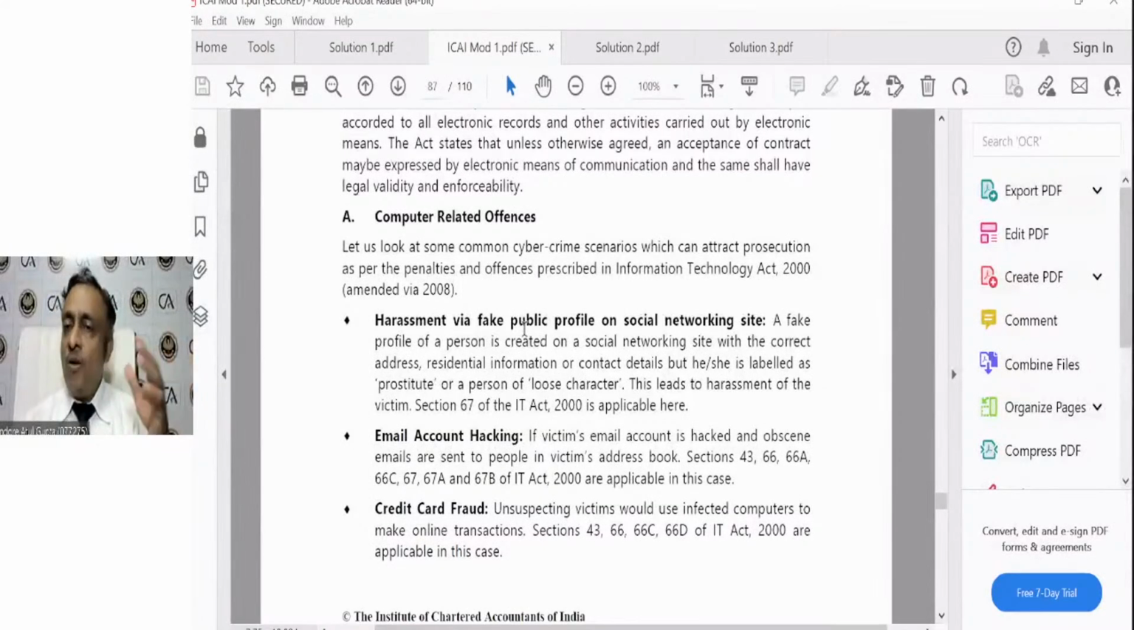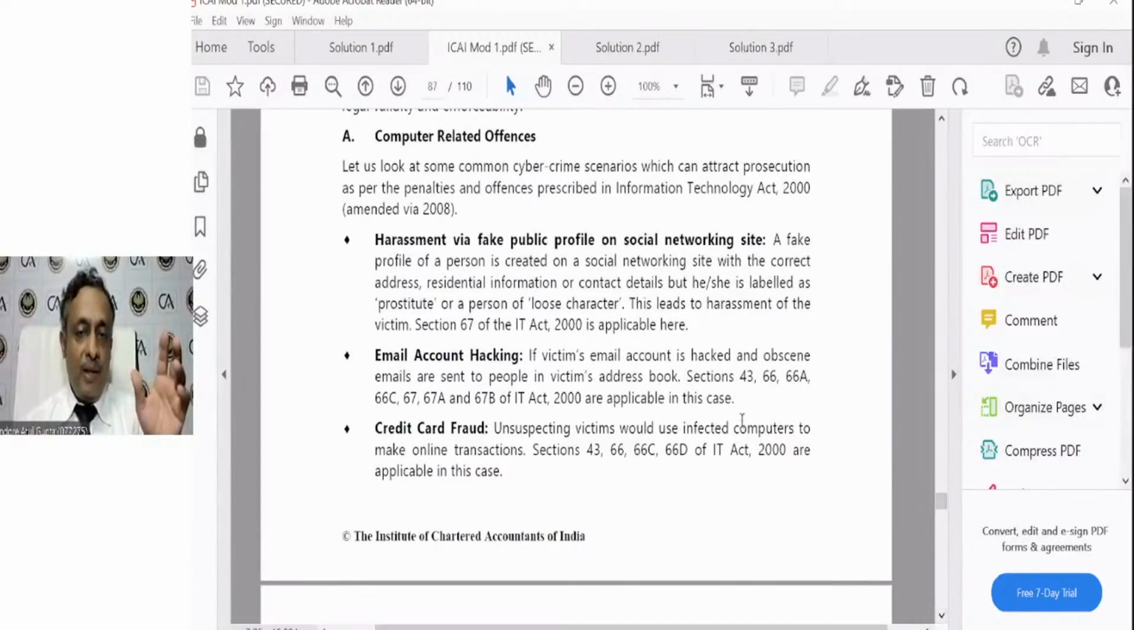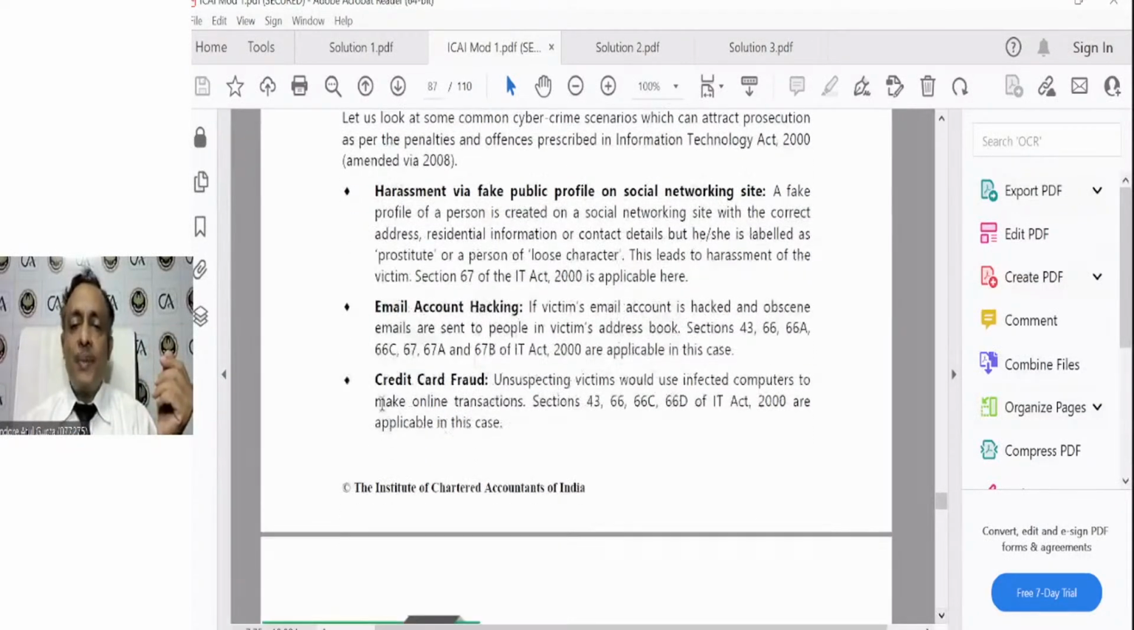So now the list of offenses. Harassment via public notice on social networking. Yes, this is not allowed. You cannot do it. Section 67 debars that. Then email account hacking: Sections 43, 66, 66A, 66C, 67, 67A, 67B of the IT Act are applicable. Just remember them. Credit card fraud. So just remember the fraud and the sections which are applicable, because we will not be detailing the sections that you have read in a different location.